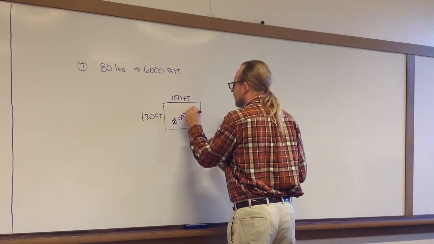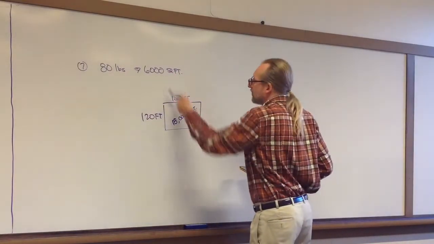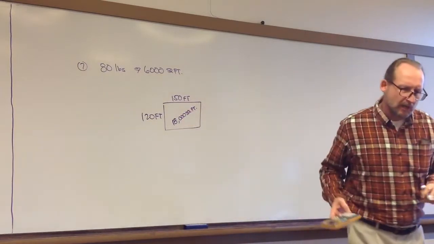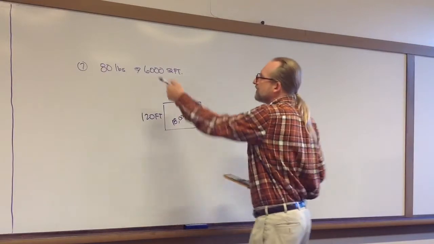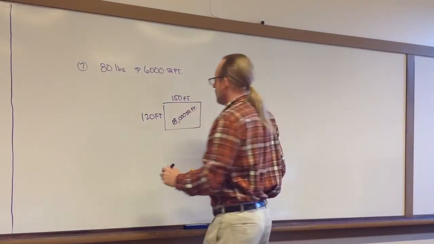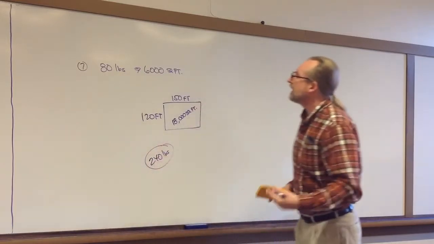rectangular backyard. So we do 120 times 150, and so this is 18,000 square feet. And we can set up a proportion, or you can just look at this and see we're going to need 3 bags. So what does it ask? How many pounds? Okay, well we need 3 of these bags, which is going to be 240 pounds. So there's the answer right there.